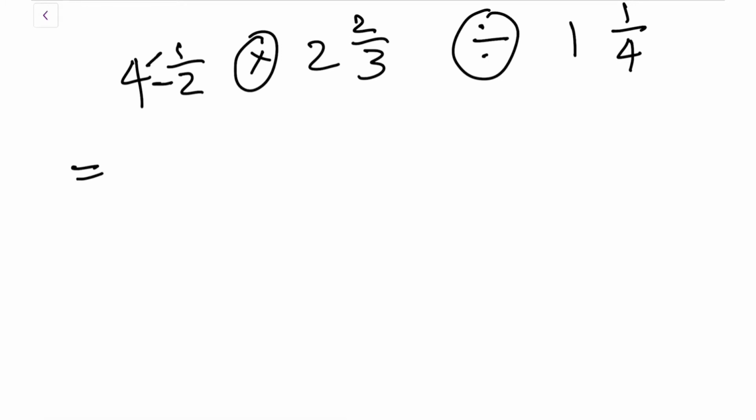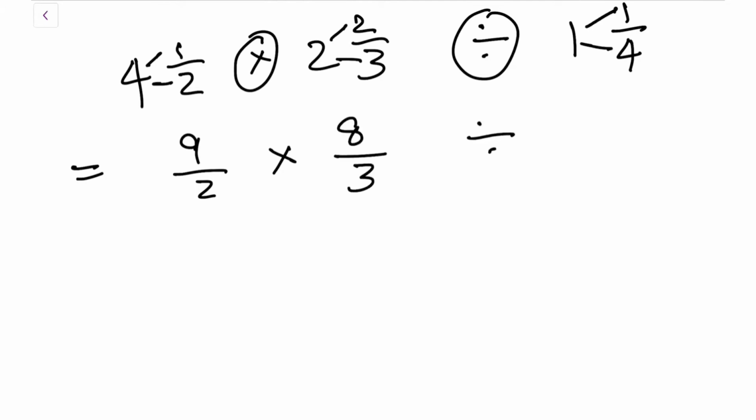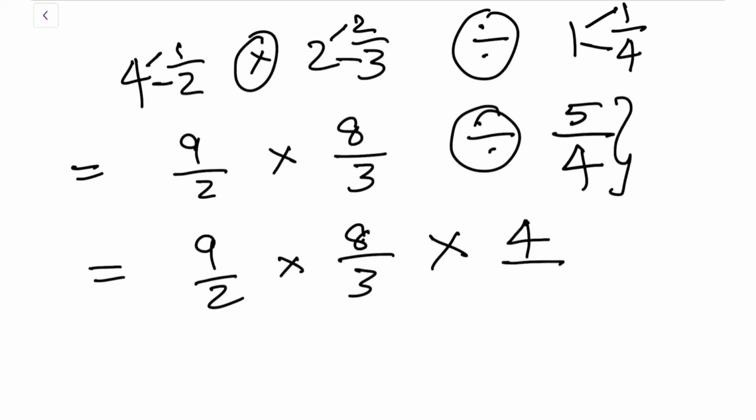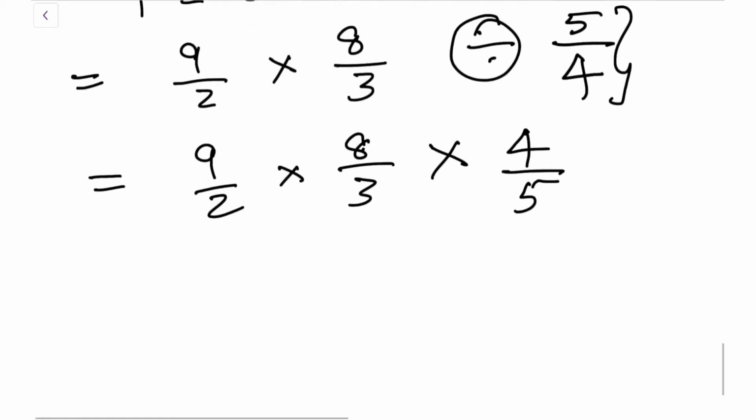4 2s are 8, 8 plus 1 is 9, 9 by 2 into 3 2s are 6, 6 plus 2 is 8, 8 by 3 divided by 4 1s are 4 plus 1 is 5 by 4. Now that we are done with that, we have 9 by 2 into 8 by 3. We change the division into multiplication and take the reciprocal of 5 by 4, which becomes 4 by 5.